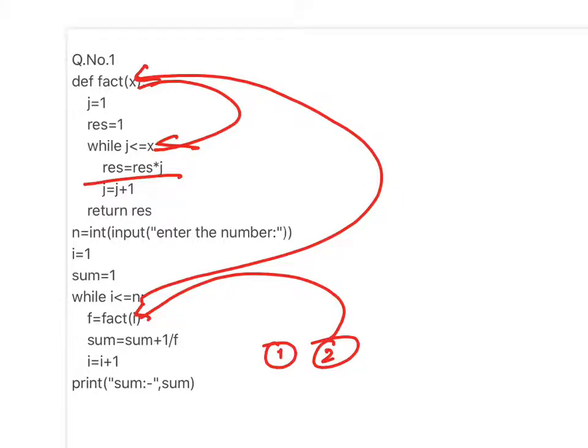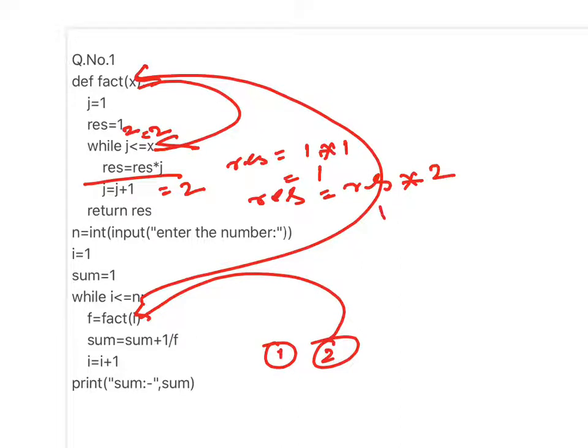It means result equal to result, 1, into j, where j is 1. First, because it will start once again from the beginning, now 1 equal to 1 means the value of result is 1. Now j equal to j plus 1, so j will become 2. So here x is 2, j is 2, 2 equal to 2, the condition is true, it will come inside. Once again, the second time, result equal to result into j. J is what? 2. Result is 1. 1 into 2 equal to 2.